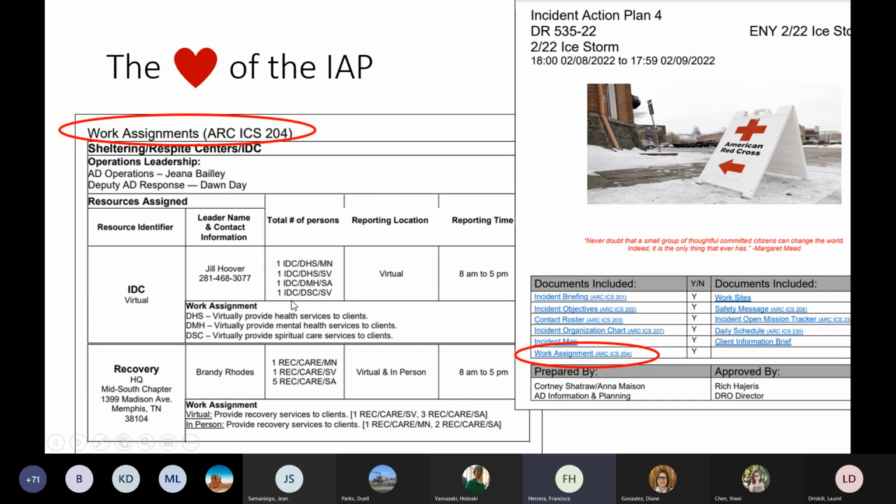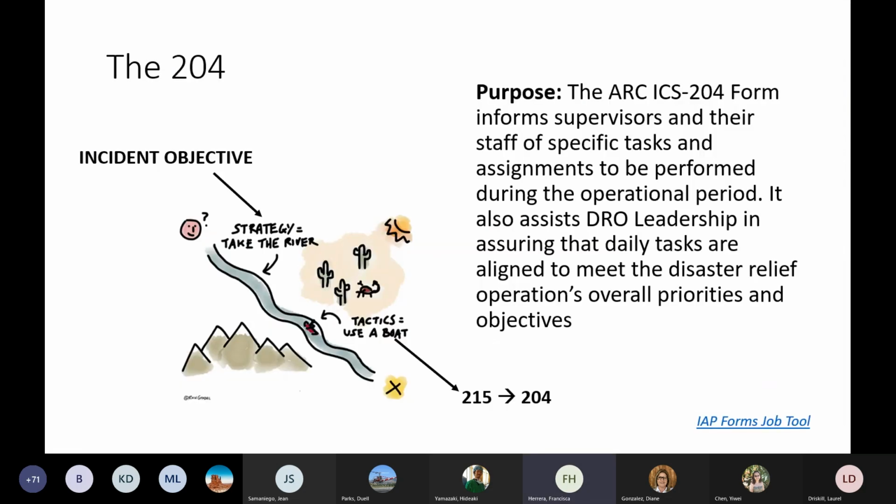workforce you'll have in that location, the kind of work you'll be doing, what your main priorities are for the day, when you should report. So here are a couple of examples in terms of individual disaster care, like health services, mental health and spiritual care, and then recovery services too at a physical location here, where some folks are going to support virtually and some folks in person. You have your main leader name and contact information, and then of course reporting time. The way that we get to this in the course of the day, as I said, is really driven by a much longer process. So you're seeing the end product.